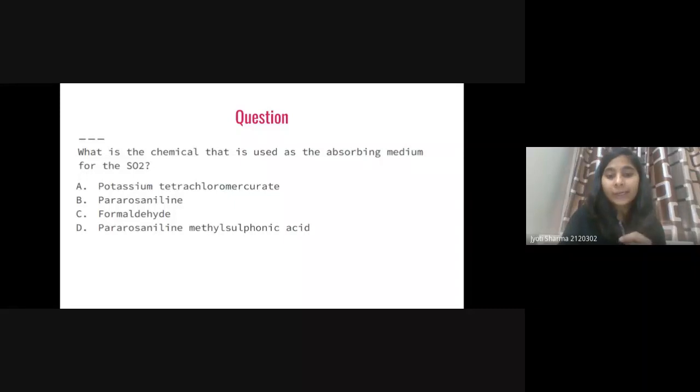Okay, so we need an absorbing media. So we need some liquid in which that sulfur dioxide gas can be absorbed. Okay, so I want to know the chemical name of that absorbing media for the sulfur dioxide. So if you have sulfur dioxide in the atmosphere, you will have some flow rate, and using that flow rate, we will draw the air, and that air will be absorbed in some media. And that media is what?